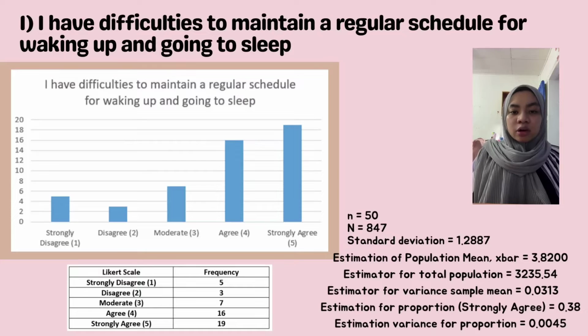For this statement, we got 3.82 for estimation of population mean, 3235.54 for estimator for total population, 0.0313 for estimator for variance sample mean, 0.38 for estimation for proportion, and 0.0045 for estimation variance for proportion.